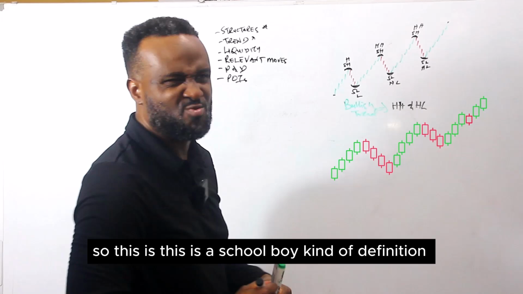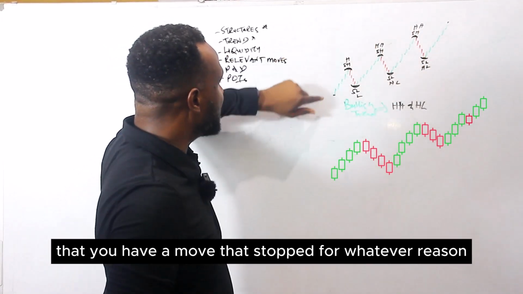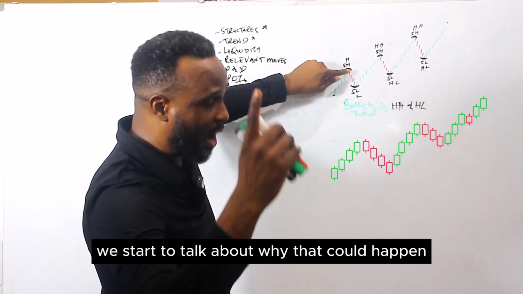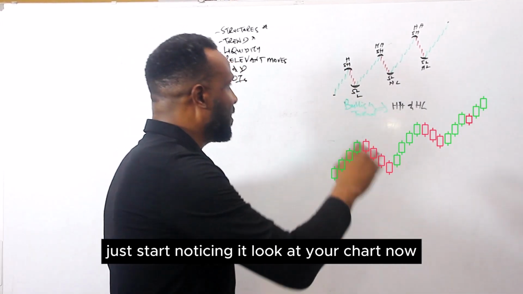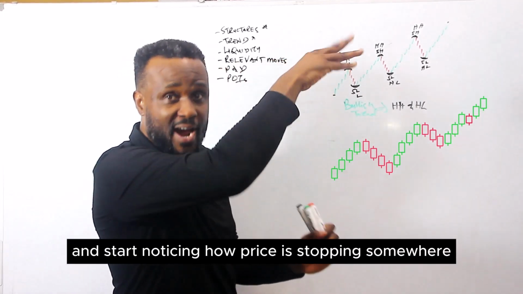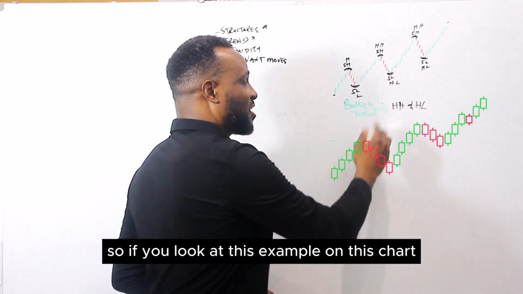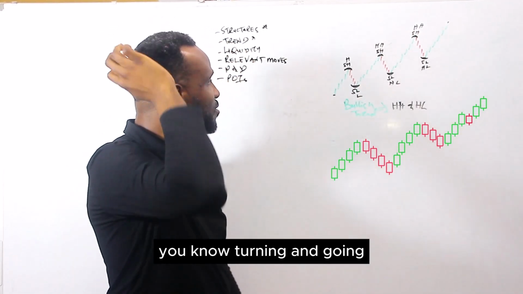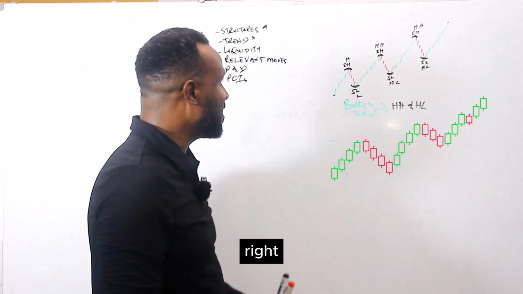So this is a schoolboy kind of definition, right? But just notice what's happening there, that you have a move that stopped for whatever reason. We'll start to talk about why that could happen, but for whatever reason it stops. Just start noticing it. Look at your chart now, and start noticing how price is stopping somewhere and turning, then goes up again, stopping somewhere and turning. So if you look at this example on this chart, you can see where price is stopping and turning and going. So that's what you have as swing highs and swing lows, right? So bear that in mind.